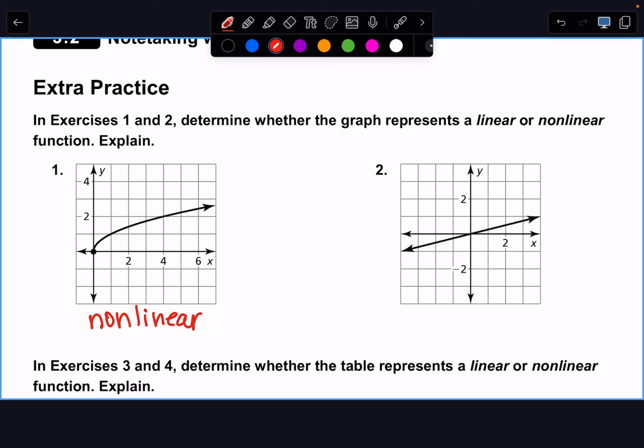Nonlinear. That is a curve, one of those bendy rollers. Can I draw that with this ruler? No. But could I draw this one with the ruler? Yes.